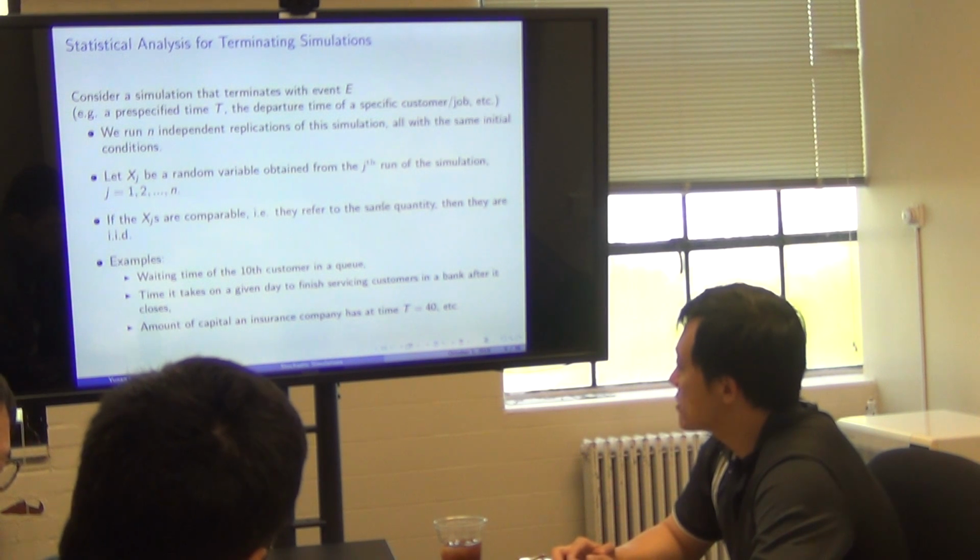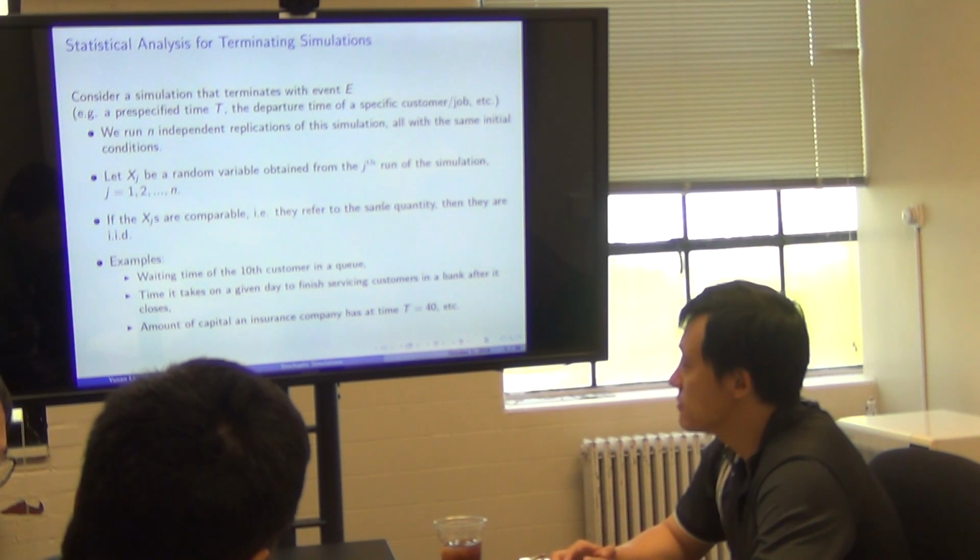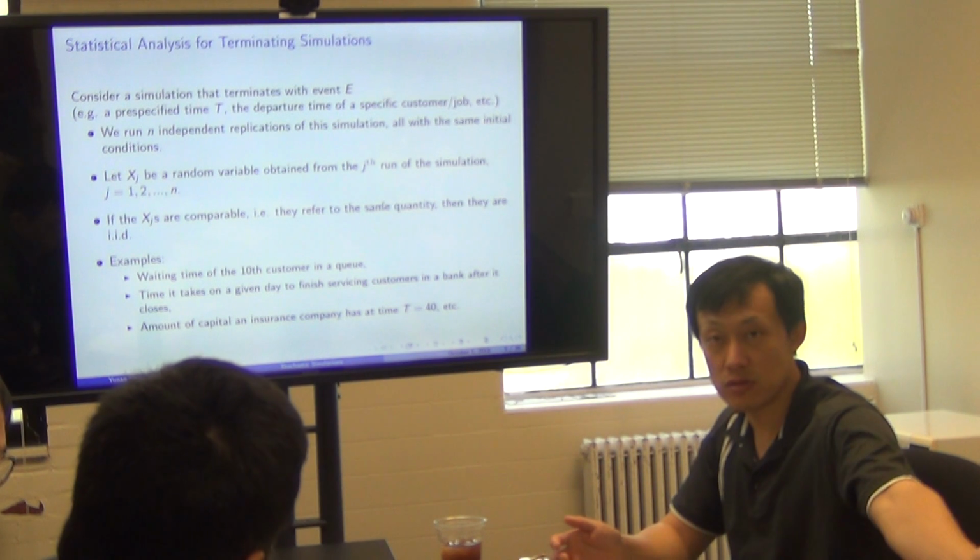For example, the waiting time of the 10th customer in the queue, how do you estimate that? You start the queue using the same initial condition.